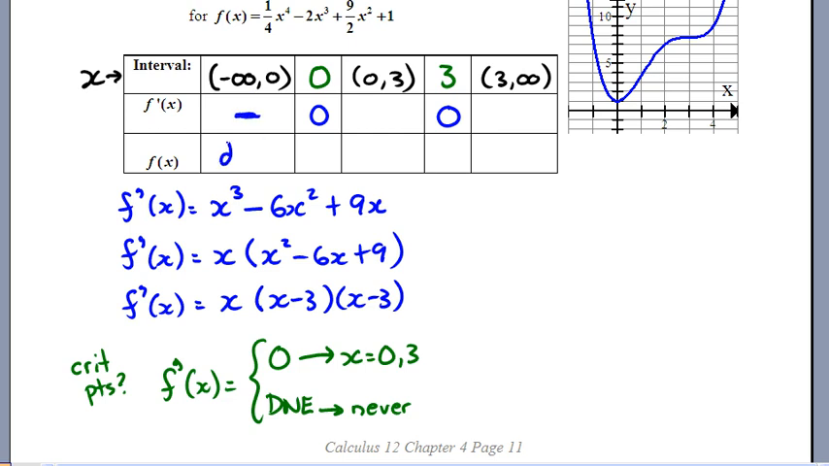So the function is decreasing. And then you try a number out between 0 and 3, like try out 1. And if you do, you'll see that in this interval, the derivative is positive. So the graph is increasing. Okay, notice I didn't say it. The derivative is positive, the graph is increasing.